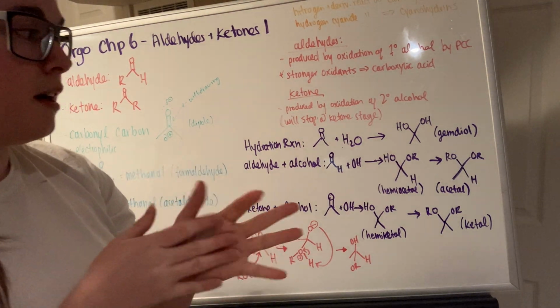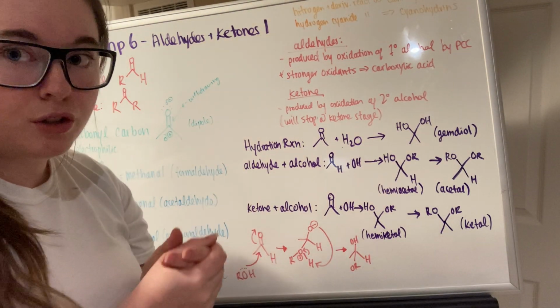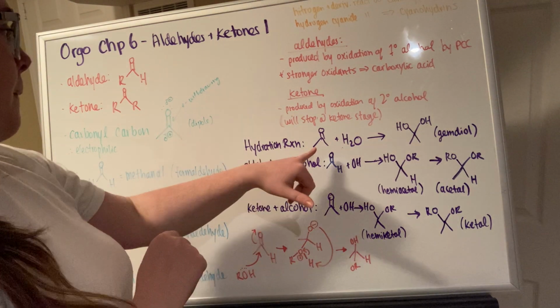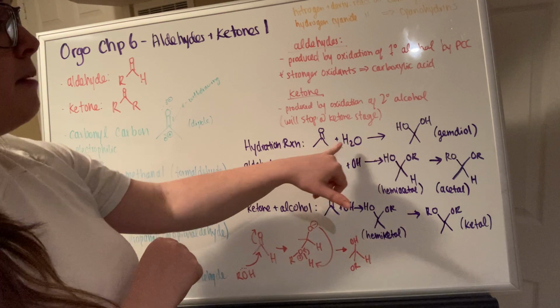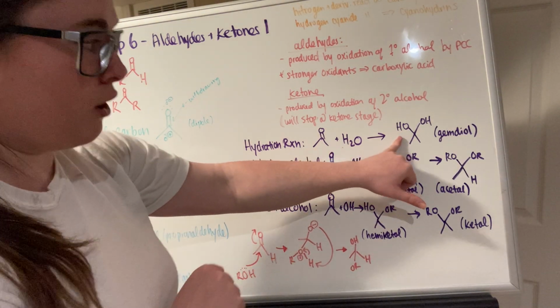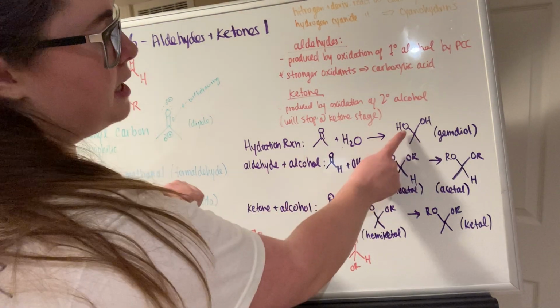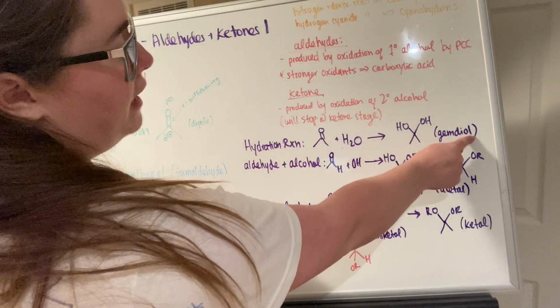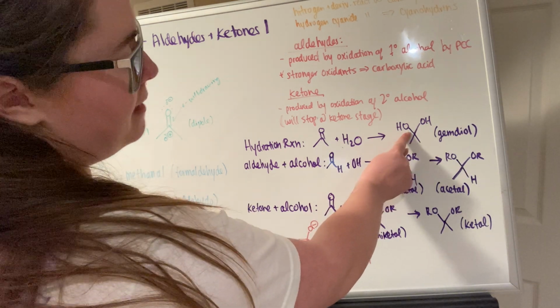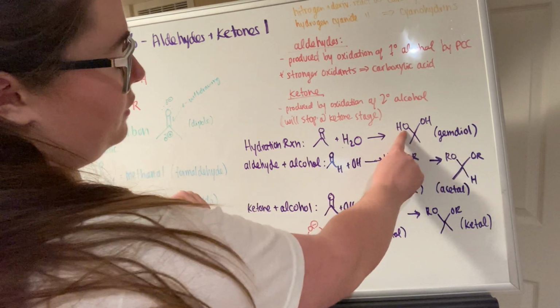We do have a couple of general reaction types that are also covered in this chapter. So we have a hydration reaction where we have a carbonyl carbon plus water, which will give you a gem diol, for example, and it's a gem diol because there are two hydroxyl groups, and they're coming from the same carbon, so they are gem diols, okay?